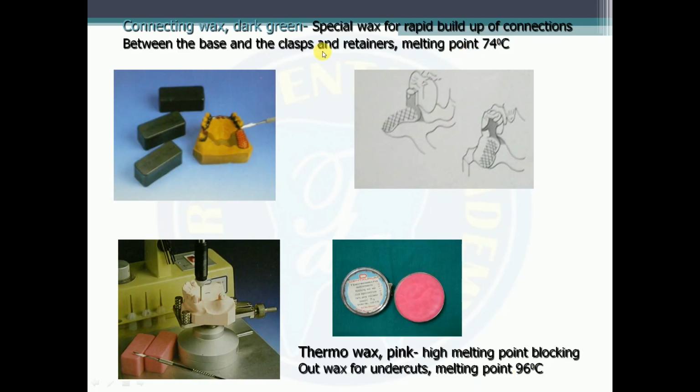So connecting wax, these are dark green in color. These are the special wax which give a rapid build-up of connection between the base and the clasp and the retainers. It has the melting point of 74 degrees Celsius. Coming on to the pink wax, that is thermo wax, pink wax. It is a high melting point blocking wax. These are basically used for blocking out of the undercuts, and the melting point is 96 degrees Celsius.